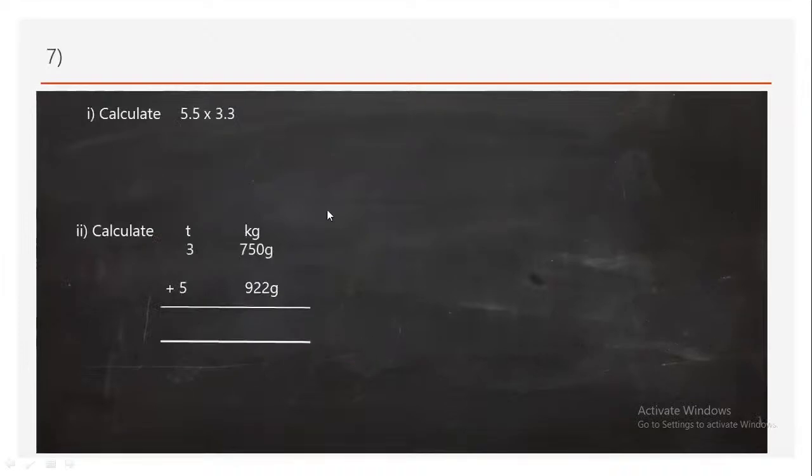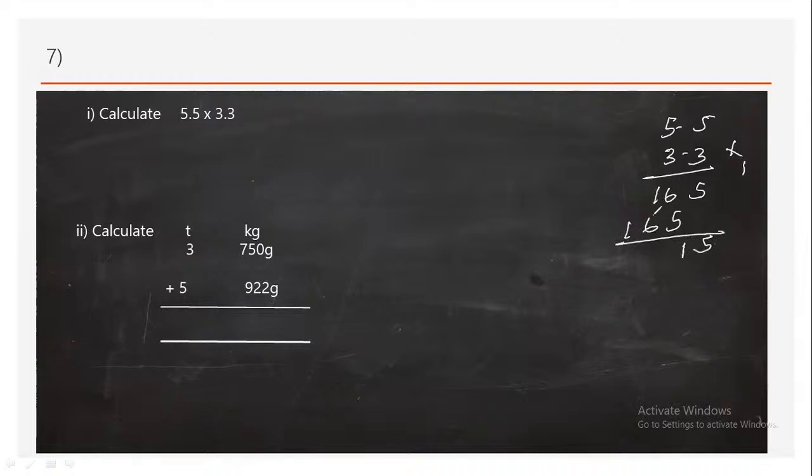Next question, calculate 5.5 times 3.3. 3 times 5, 15, 1 remainder. 3 times 5, 15 and 1, 16. 5, 11, 7, 1. Now count the number of decimal places, 1, 2. Then 17.15.